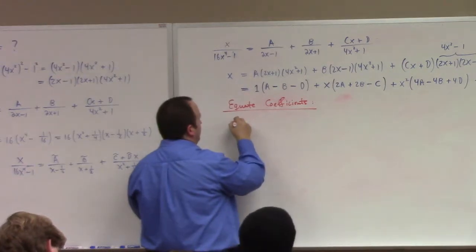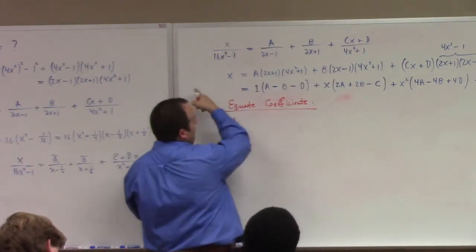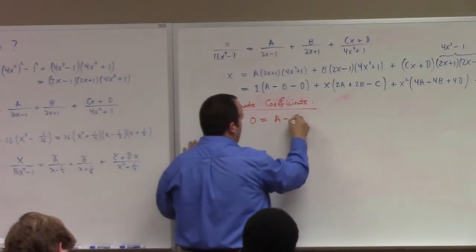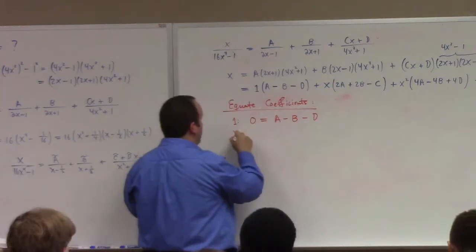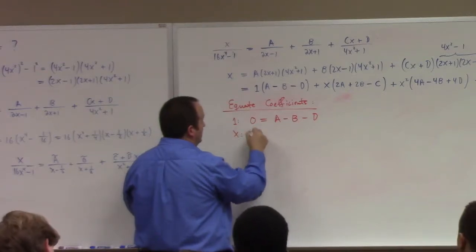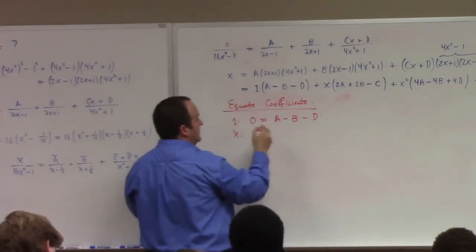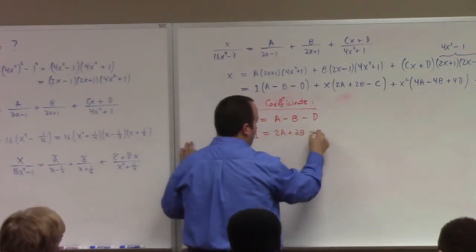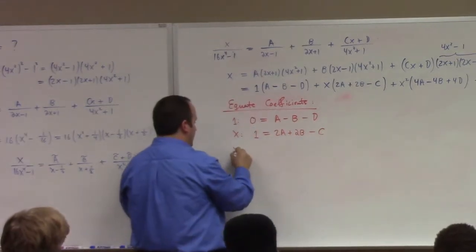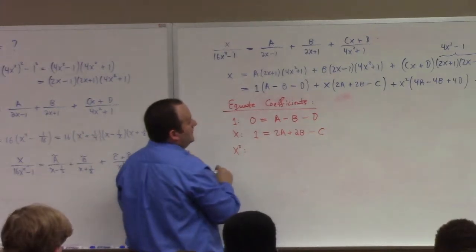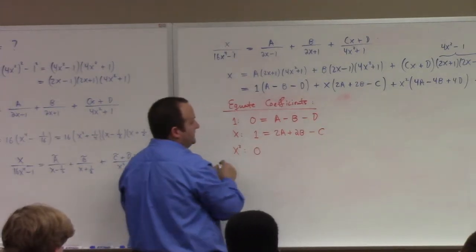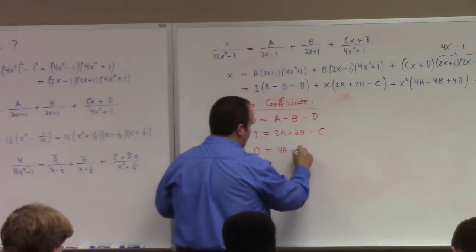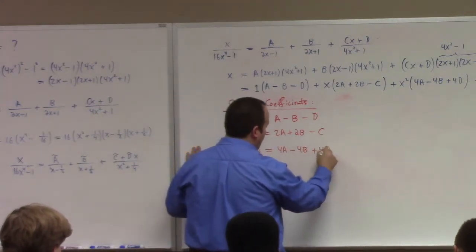So let's start with 1. There is no constant over here, so we get 0 is equal to a minus b minus d. How about x? We got 1x, right? And that's equal to 2a plus 2b minus c. We got x squared. We have 0 on the left-hand side. Over there, we've got 4a minus 4b plus 4d.